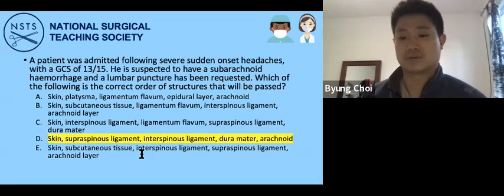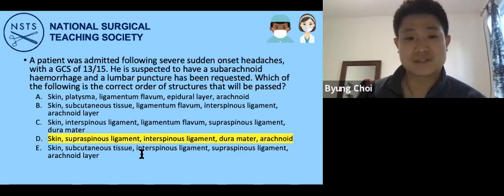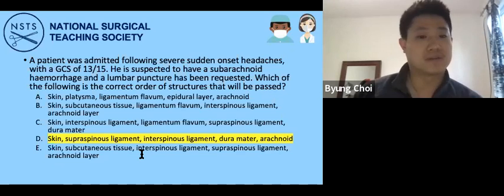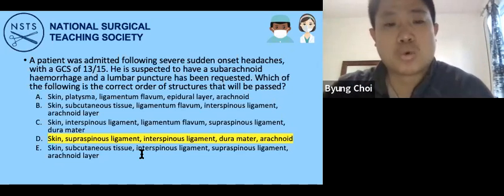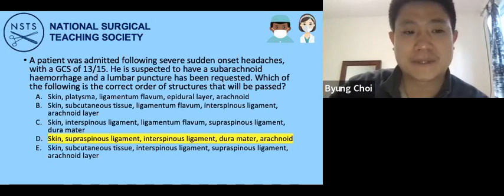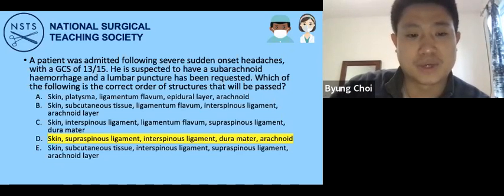So for example, another example would be what layers are passed when you do a midline laparotomy incision, what layers are passed when you do a Koch's incision. Another one maybe when you do a chest drain insertion, what layers you pass. So it's worth just going through some of the core procedures and just knowing some of the structures that are passed.